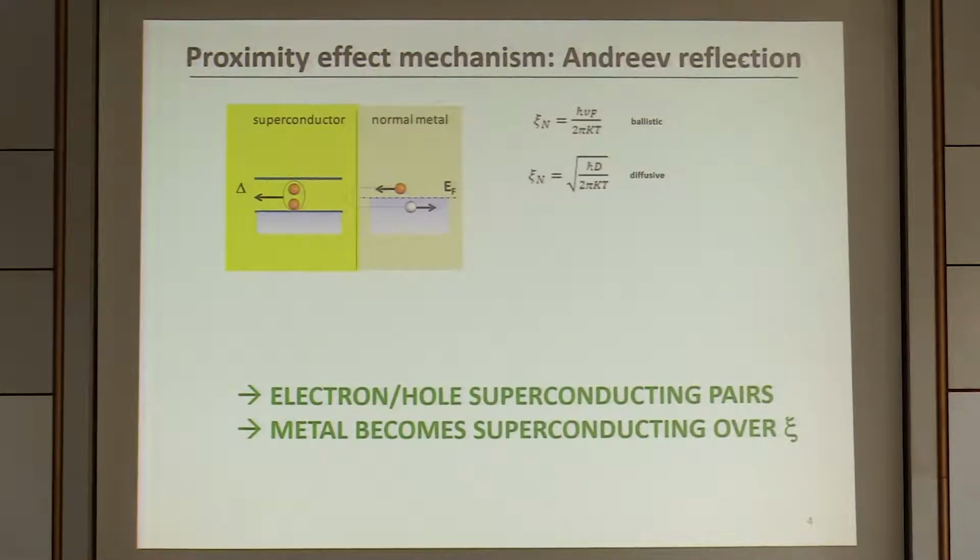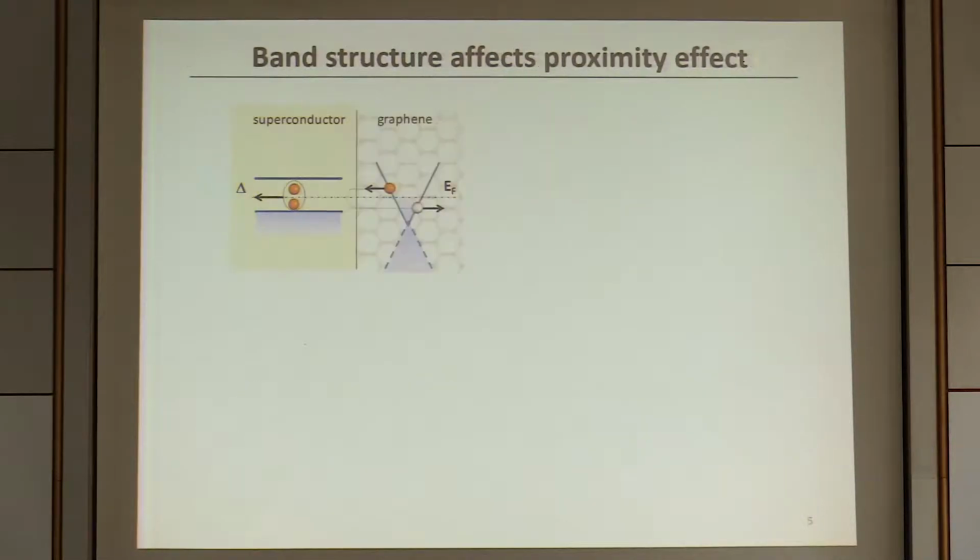Okay, so you have heard already this morning during the talk about the proximity effect. If you look at the microscopic picture and you look at the Andreev reflection of these electron-hole pairs, which coherently propagate and take superconducting correlations into the normal metal, if you have a normal metal, the band structure is trivial, which means that the effect is not actually affected by it. You can be in the ballistic or diffusive regime, but the band structure of the normal metal doesn't play any role. If you put graphene, things are different.